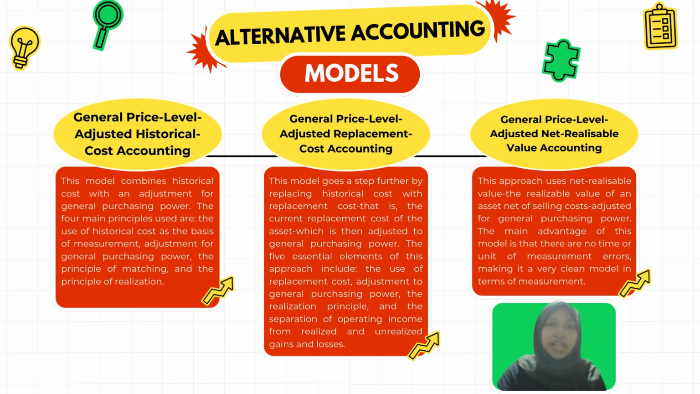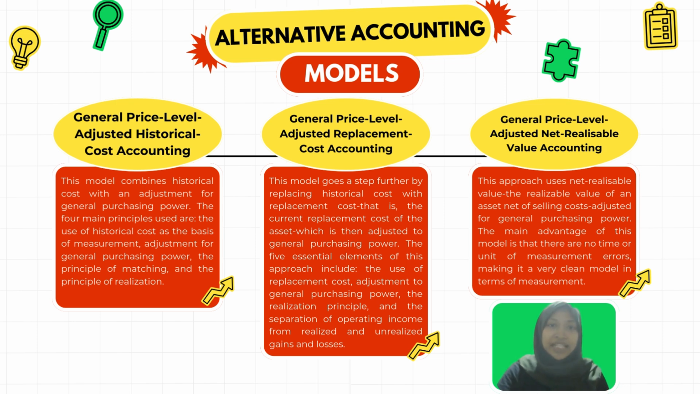The four main principles used are the use of historical cost as the basis of measurement, adjustment for general purchasing power, the principle of matching, and the principle of realization. This means that the profit recognized is the difference between the realized revenue and the historical cost, both of which have been adjusted to the unit of general purchasing power. Although this model still contains timing errors, it is free from measurement unit errors and still provides relevant interpretation, especially for monetary assets and liabilities and cash figures.